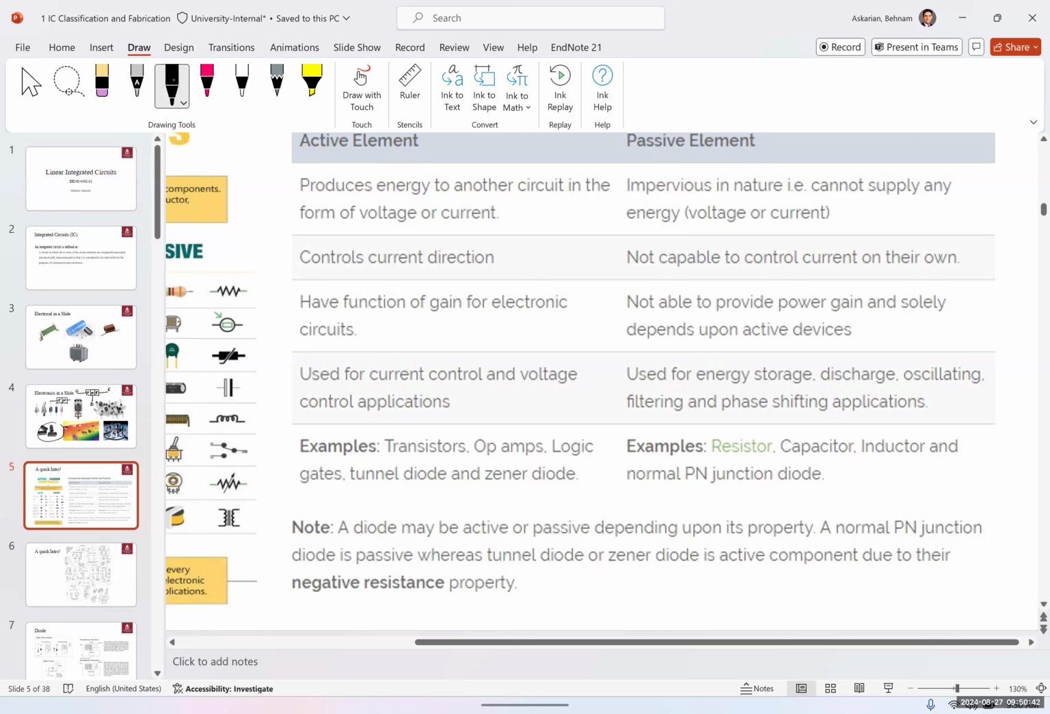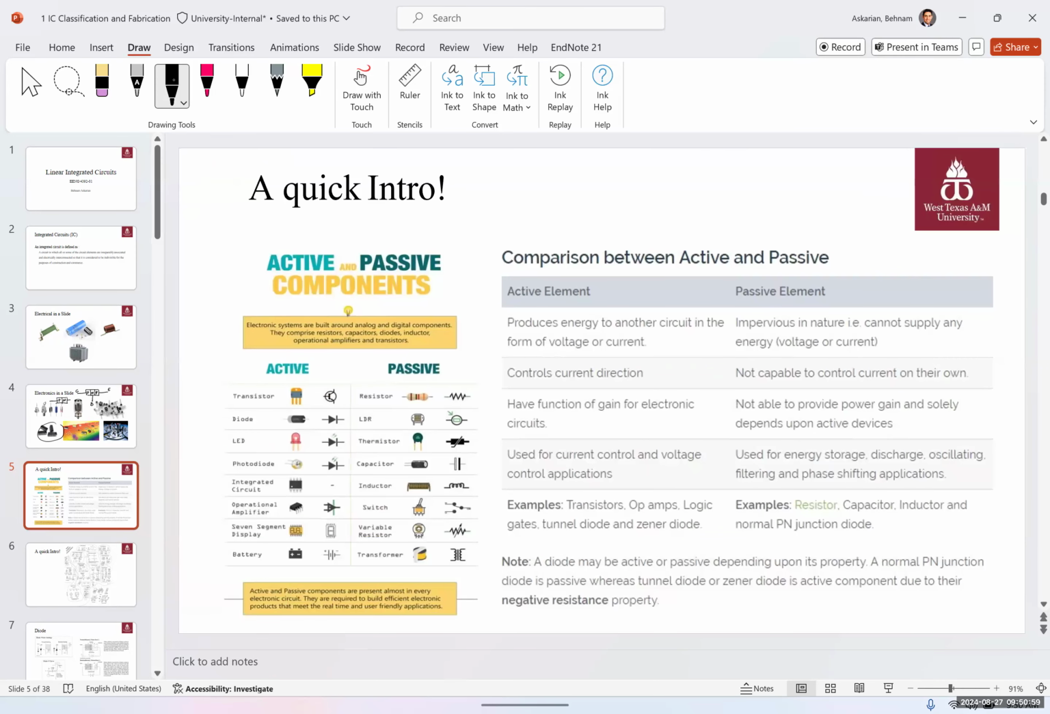One note is that a diode may be active or passive, depending upon its property. A normal PN junction diode is passive, whereas a tunnel diode or Zener diode is an active component due to its negative resistance property. So if a diode is used to produce light, for example an LED, or to regulate a voltage like a Zener diode, that is considered an active element, but it could also be a passive element when it's used, for example, as a rectifier.